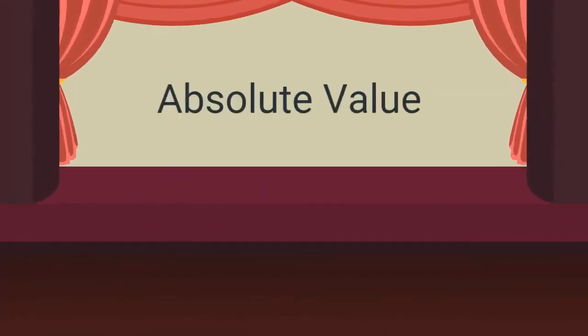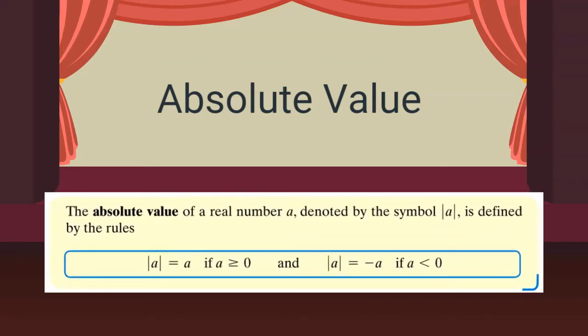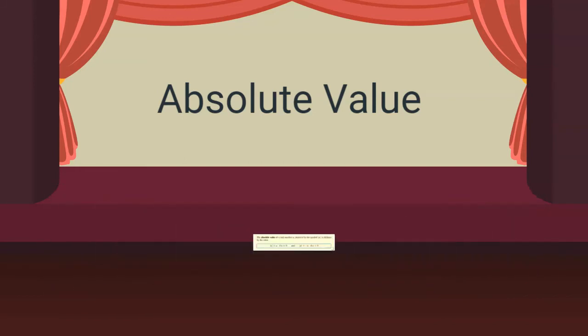Boring book definition time. The absolute value. So the absolute value of a real number a, denoted by this symbol, is defined by these rules. In other words, when a number comes out of the absolute value, it's always positive. The easiest way to see this in action is some examples.